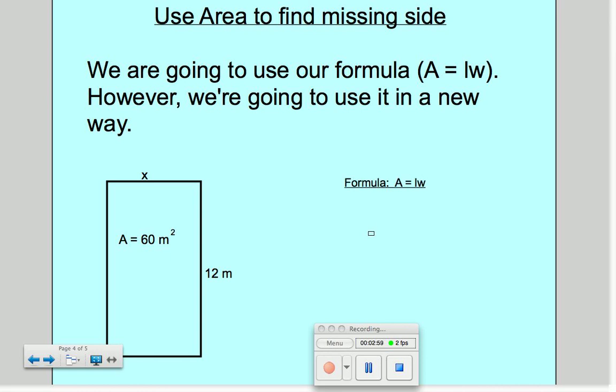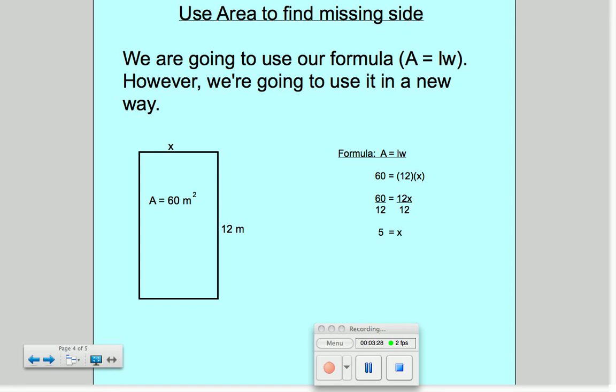So again, we start with our formula, and this time we're going to plug in what we know, but this time we know that the area is 60. So instead of the A, I've replaced that with a 60. And we know that that must equal length times width, but we don't know the width. With some mathematics, however, we can find it. So 60 equals 12 times x, which is 12x. And then, of course, I'm going to isolate my variable, which means I'm going to be dividing each side by 12. And I find out that the missing width, rather, is 5 meters.